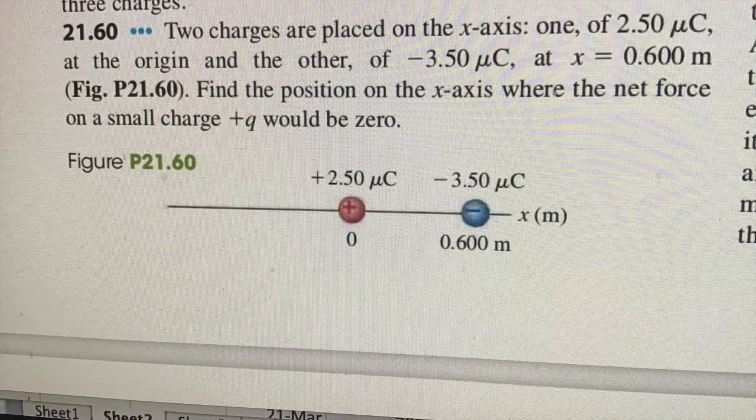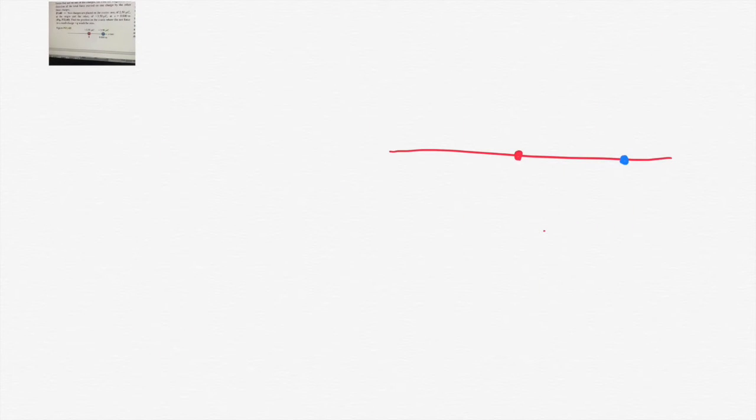So, okay, let me just draw what we've got here. So we've got our x-axis. We've got one charge at this point here, and then we've got another charge at this point here. And let me just remember which was which. So we've got plus 2.5 microcoulombs at what we're calling the origin, and then the blue one is going to be minus 3.5 microcoulombs.